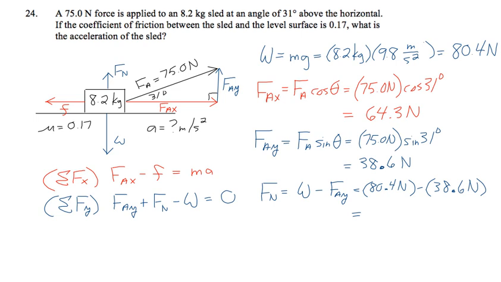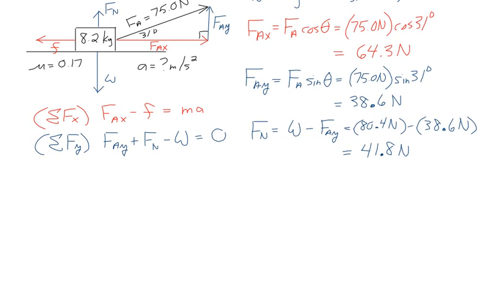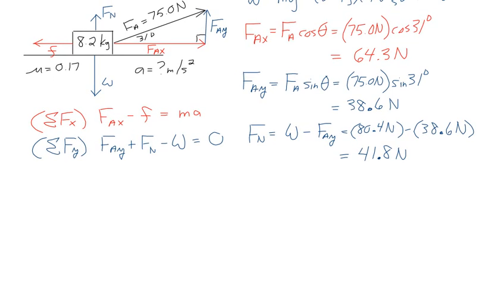41.8. All right, so now that we know that, as long as I can still see the picture, now what can I solve for? Friction. So friction is mu Fn. Mu is 0.17.